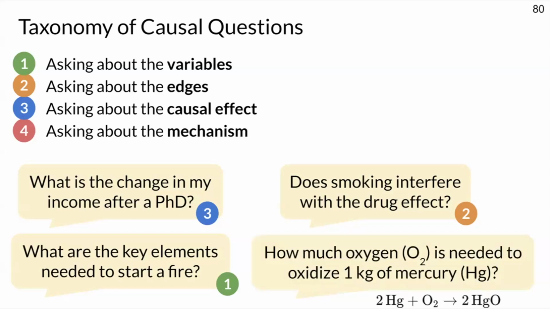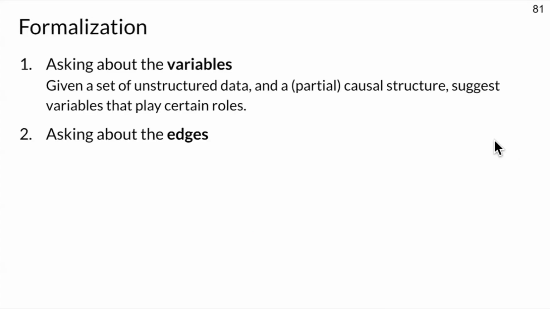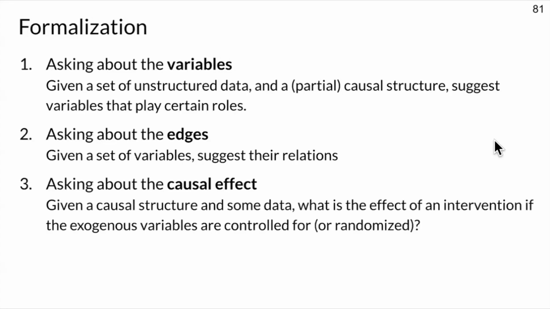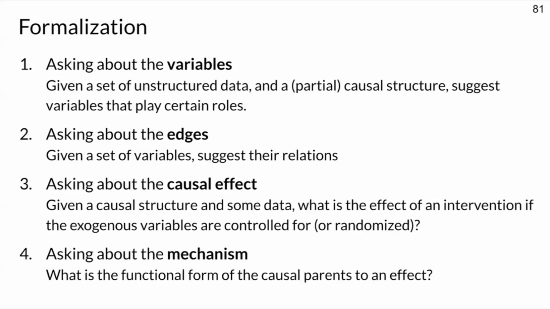And also maybe more quantified things. I put a super naive example of a chemical equation, then get me the exact formula and tell me how much oxygen is needed to oxidize 1 kilogram of mercury. Bring this forward. I guess we have some formulation here, talking in detail about what exactly we mean by each of the 4 categories.